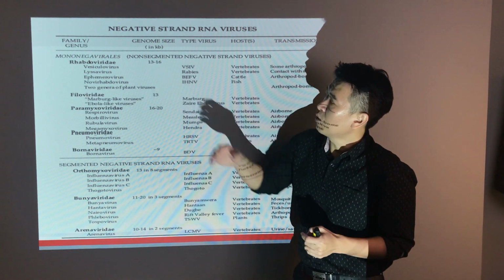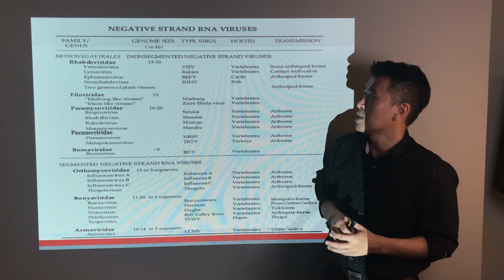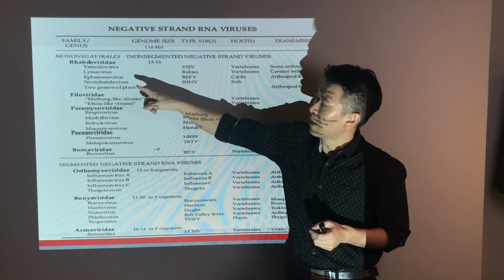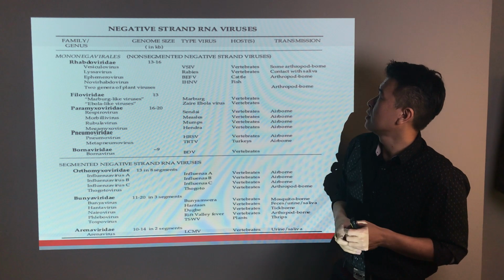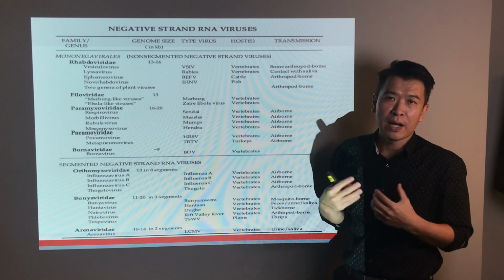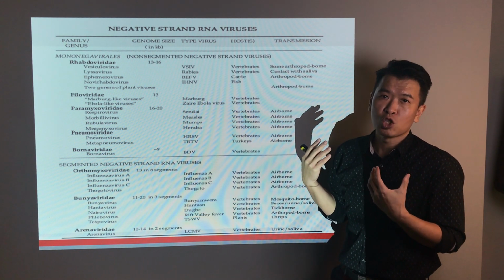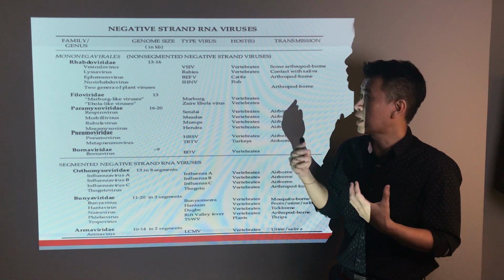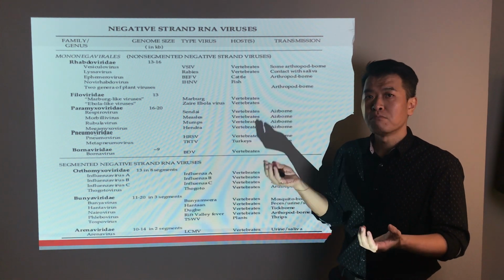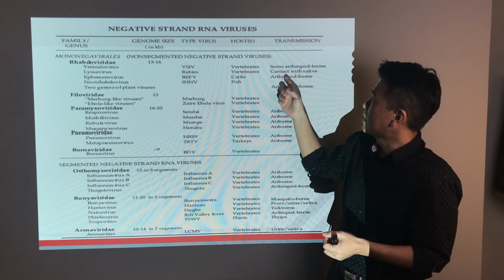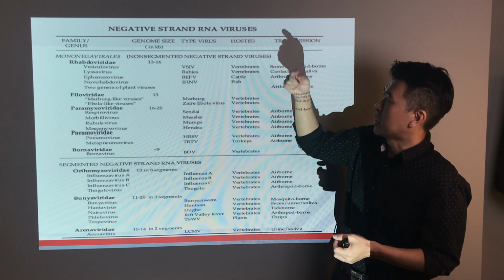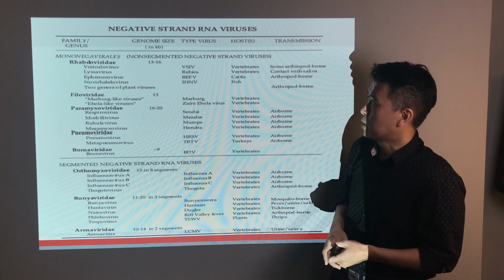So for Rhabdoviridae, one of the examples that falls into this group is the Lyssavirus, the virus that causes rabies. So this is transmitted by animals that carry the virus and bite humans, and then the saliva that contains the virus is transmitted into the humans.